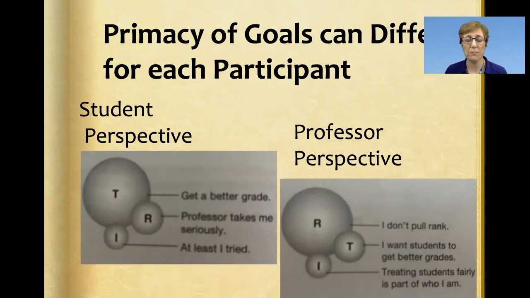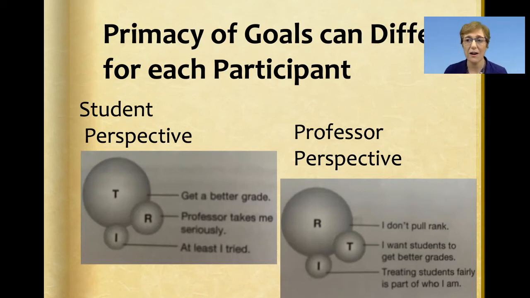From the professor perspective, the relational aspect is really important, okay? They don't want the student to think that they're just pulling rank and not assigning the grade based on some objective reasons. They also care about the topic, because most professors, at least all the ones that I know, they do want students to get better grades. And then they also have an identity piece in there because they want students to think that they treat students fairly.